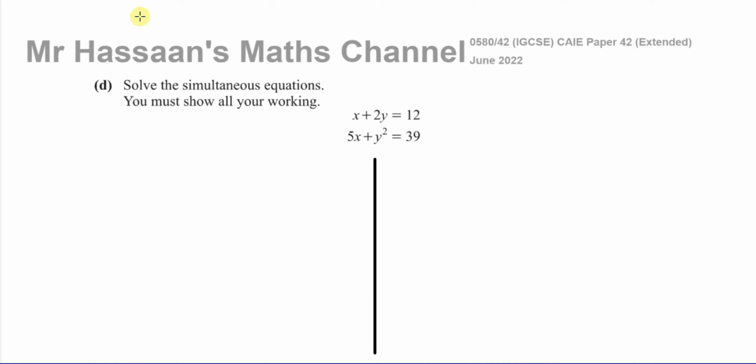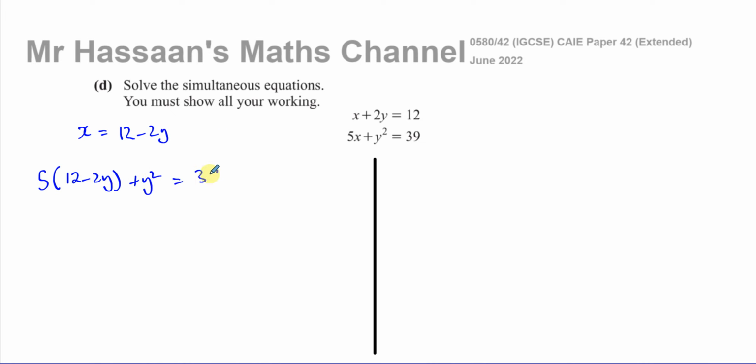So on this side, I can see that in the first equation, x is easily made into the subject. So x is equal to 12 minus 2y. And then I can take the second equation and substitute, instead of x, 12 minus 2y. So instead of 5x, I can say 5 times 12 minus 2y. That 12 minus 2y takes the place of the x. Then you've got plus y squared equals 39.